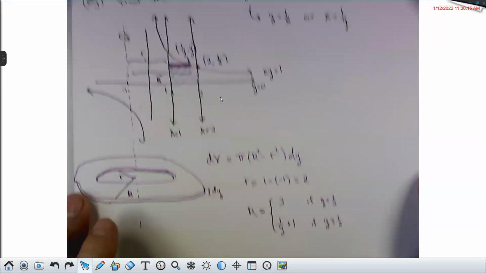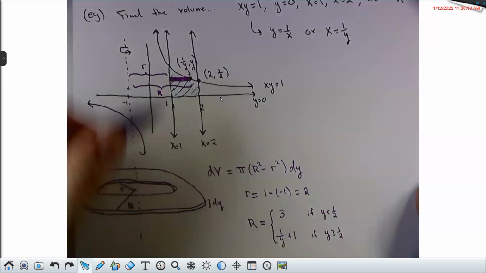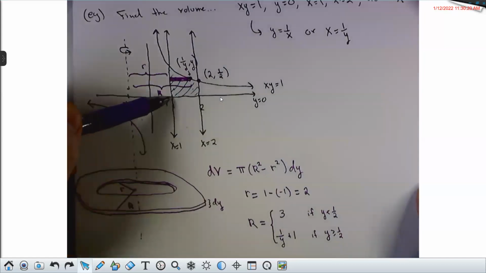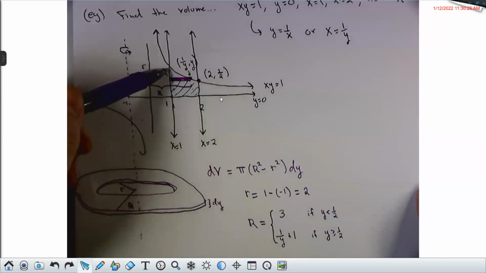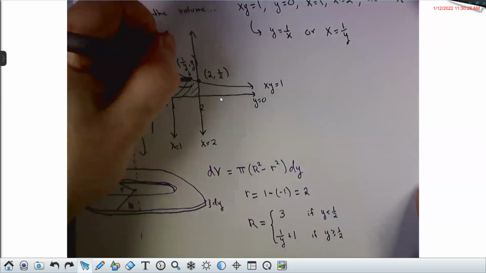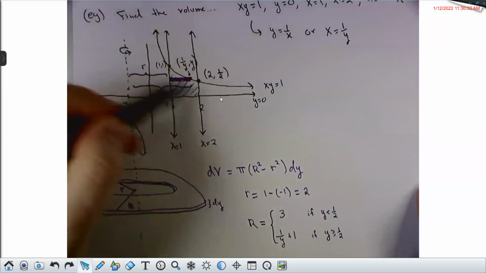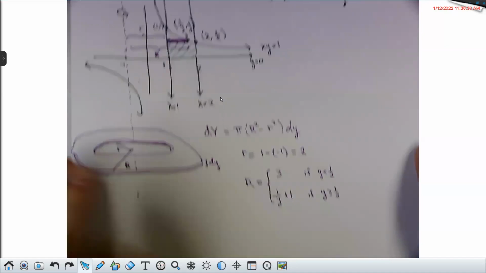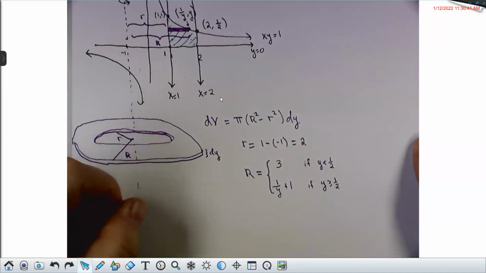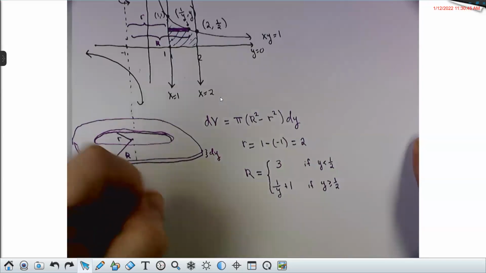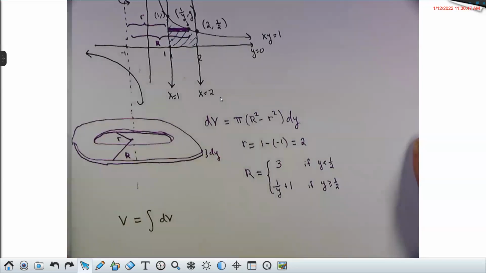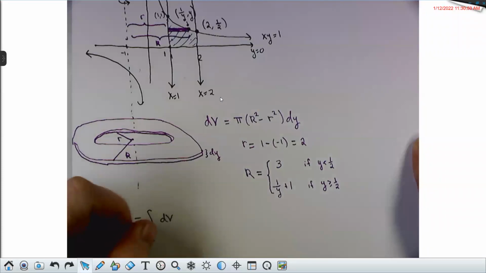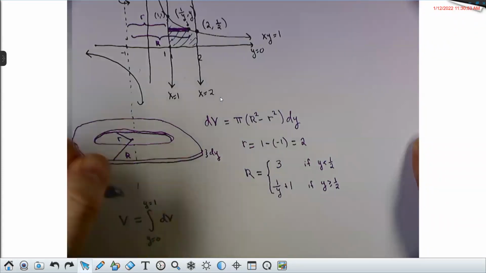Now, overall, let's talk about this integral. I would integrate dv from the smallest y value in my region to the largest y value in my region. This point right here is (1, 1), where 1 over x hits the line x equals 1. So my integral for the volume is the integral of the little volumes taken from y equals 0 all the way up to y equals 1.